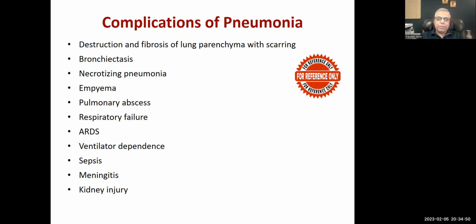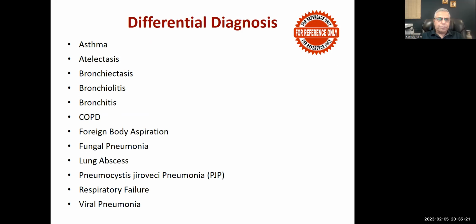And these are the complications of pneumonia that are possible. You don't have to go into the details of these complications. You can read them on your own. A lot of different complications, and they could be serious, like necrotizing pneumonia, empyema, pulmonary abscess, respiratory failure, acute respiratory distress syndrome, lots of things. Sepsis is very dangerous, meningitis, all of these are pretty dangerous complications that could occur as a result of pneumonia.